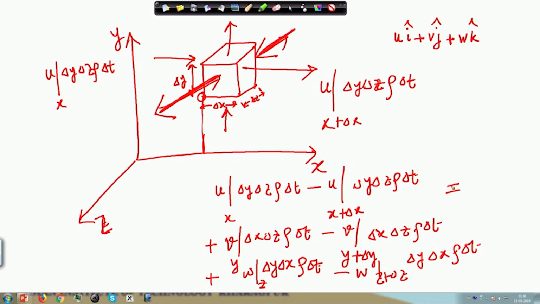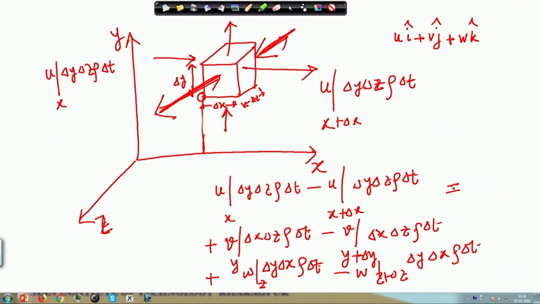So, now this volume is fixed: delta x, delta y, delta z, they cannot change. The only thing that can change here, if at all, is the density. Now, if you consider this to be incompressible, then obviously there will not be any change in density, then you will treat this to be equal to 0.